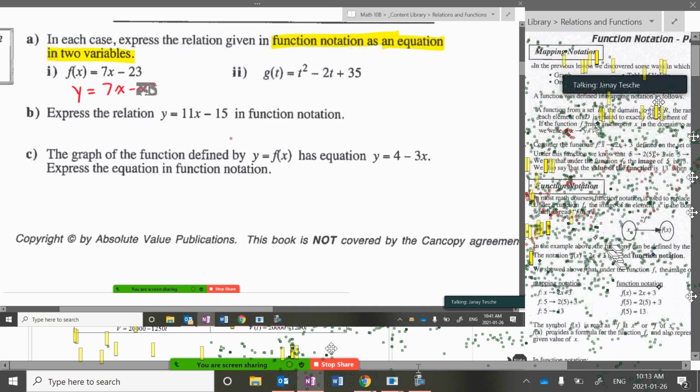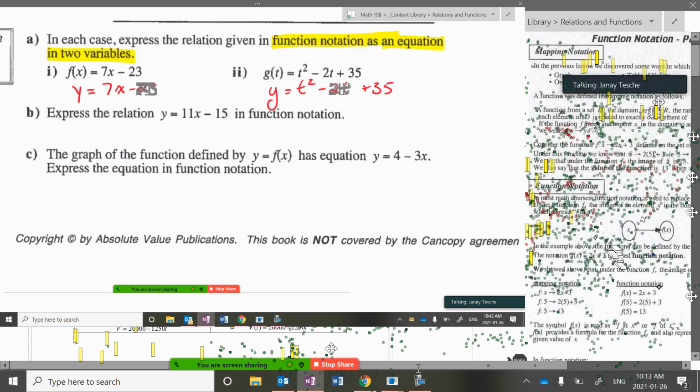In the second one, it says g of t is equal to all of that. If you wanted to, you could write it as g. Generally speaking, we use y, so I'm going to keep it as a y. If you wanted to change the t's to x's, go right ahead. Doesn't matter. So now we're just going backwards the way we normally see it. That's it. They would say that as an equation in 2 variables.